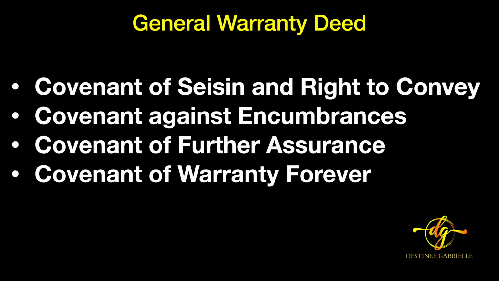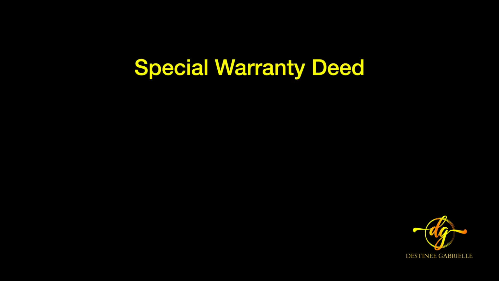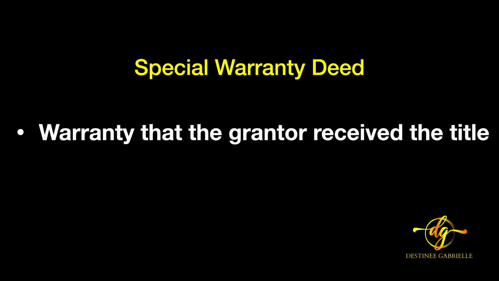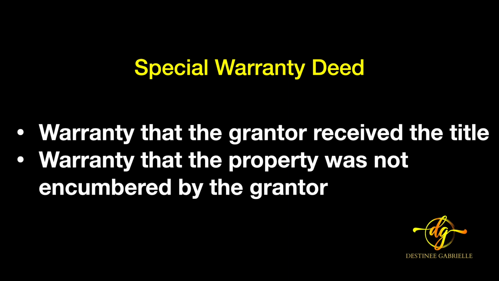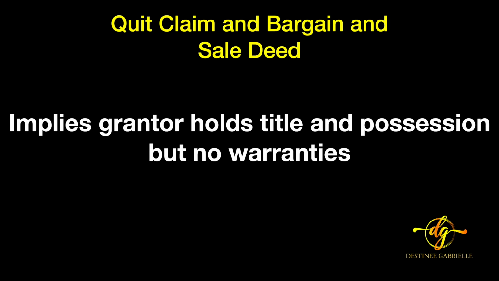The next type is going to be a special warranty deed, which will grant that the grantor received the title and that the property was not encumbered by the grantor, which means it could have been encumbered by a previous owner, but not by the grantor in this specific transaction. The next one is the quitclaim and bargain and sale deeds. It implies that the grantor holds the title in possession but has no warranty, so it guarantees you nothing.